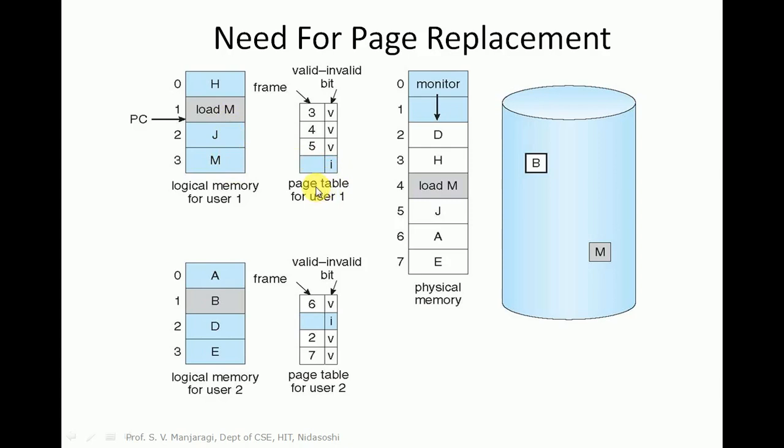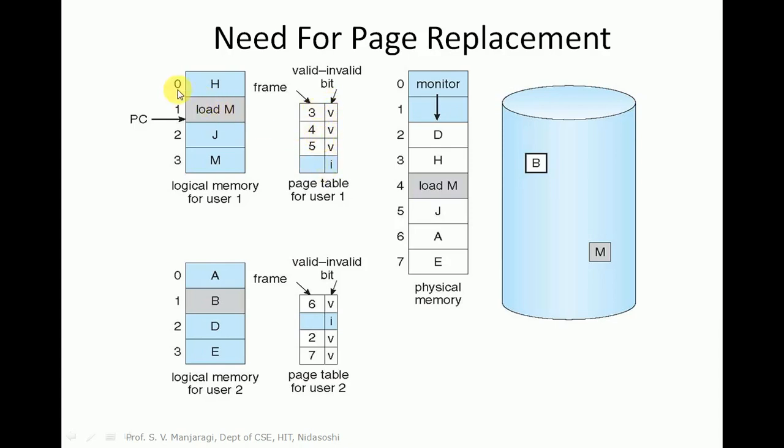So this is the page table for this particular user 1. For example, page 0, the corresponding mapped frame is 3. For page 1, the mapped frame is 4. Page 2, the mapped frame is 5. And for page 3, no frame has been allocated here. If you look at the valid-invalid bit, for the first 3 entries it is valid, which means these are already there in the physical memory.